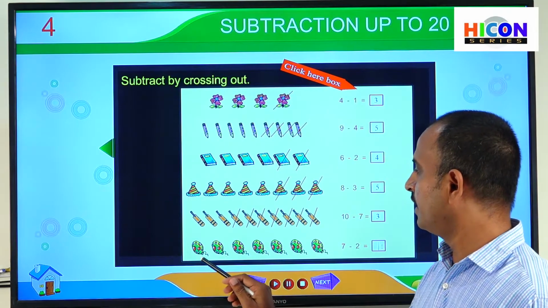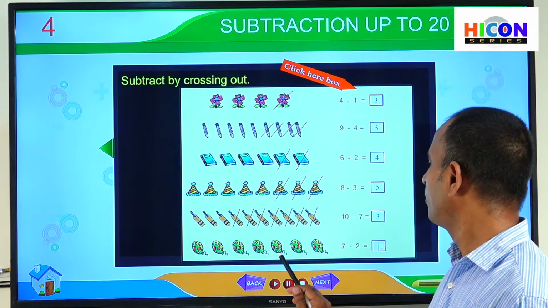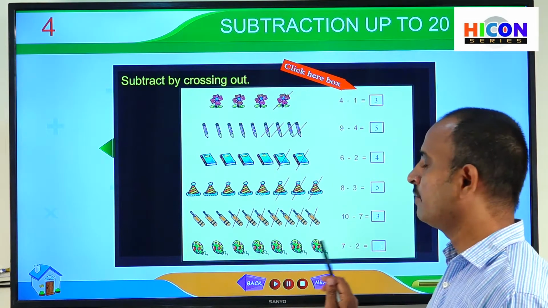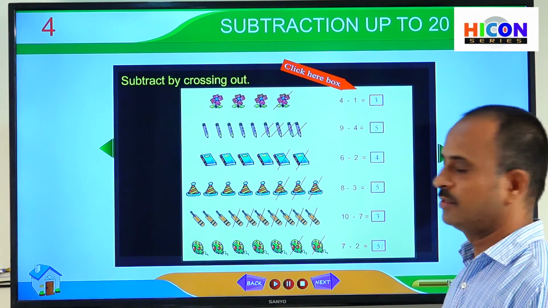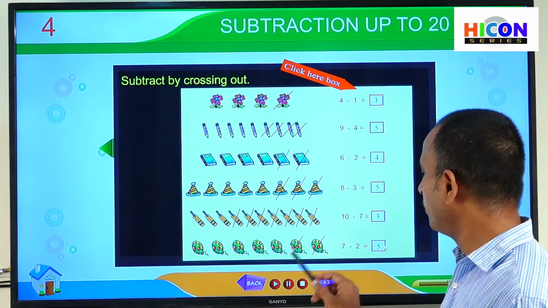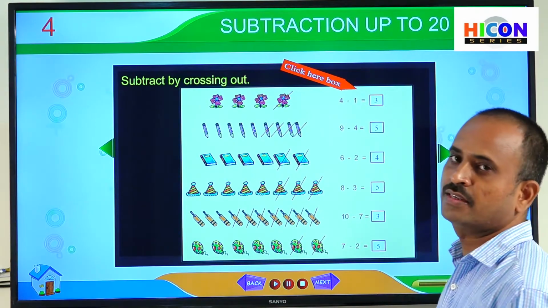How many balloons are left there? 1, 2, 3, 4, 5. So 5 balloons are left there if we subtract 2 from the 7 balloons. So write 5 in this box. Children, observe carefully. 2 balloons are taken away, 2 balloons are struck off, and the subtraction answer is 5.